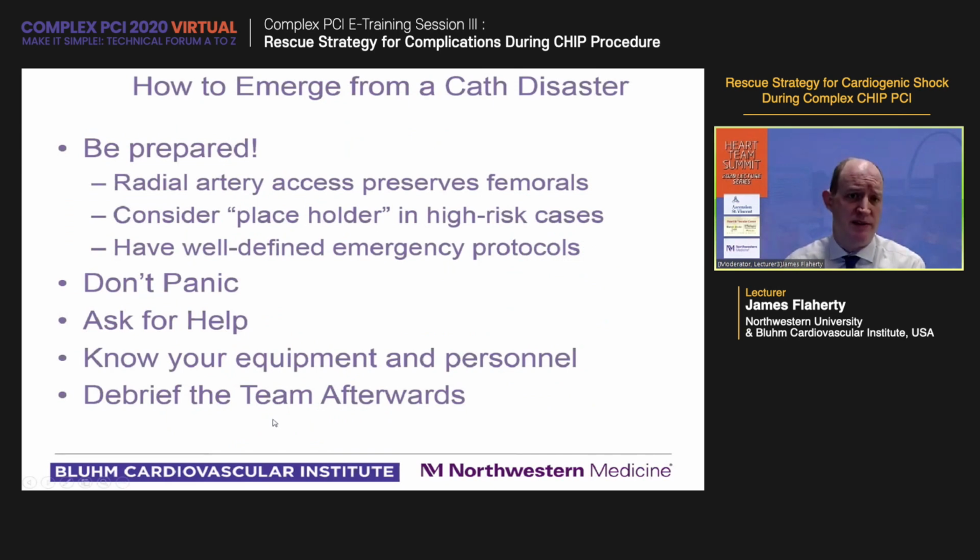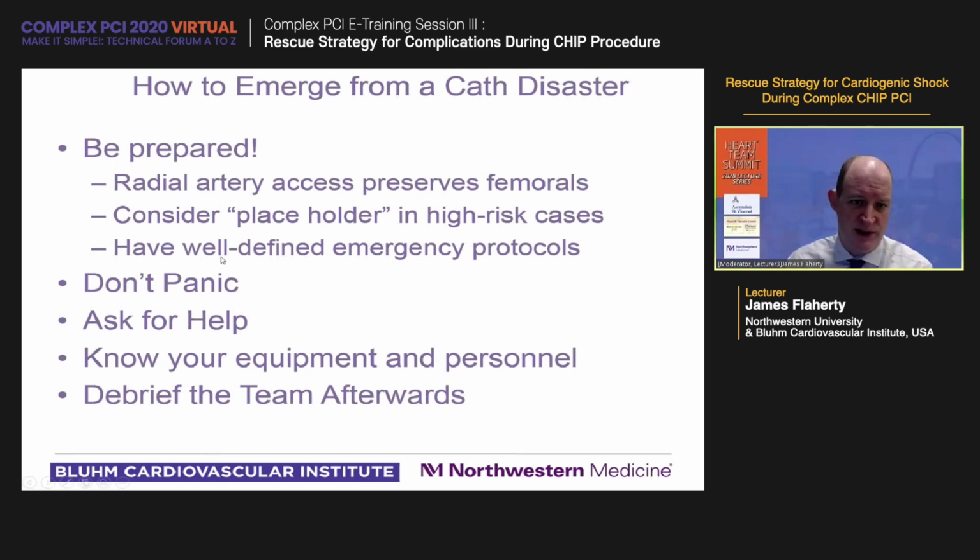But I want to summarize by saying, be prepared. Radial access preserves the femorals if you need to quickly access them for larger bore devices. Consider a placeholder in high-risk cases, a 4 or 5 French sheath in one of the femoral arteries to be able to quickly mobilize a larger device.